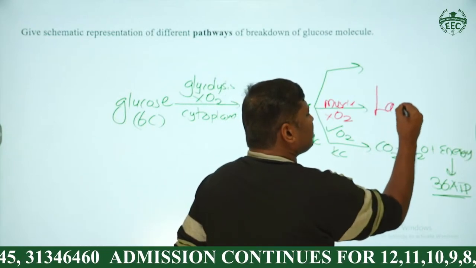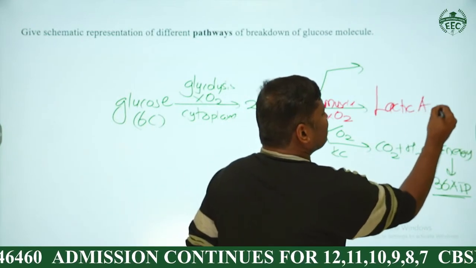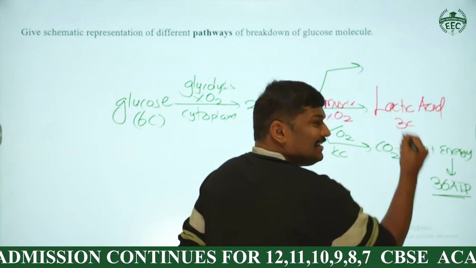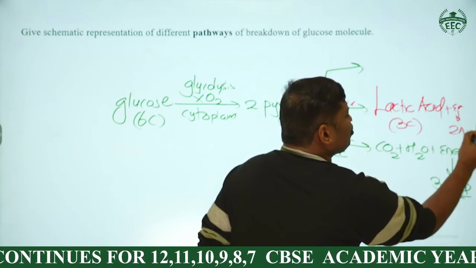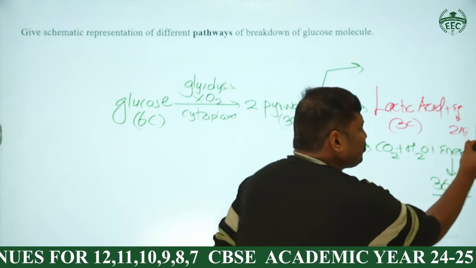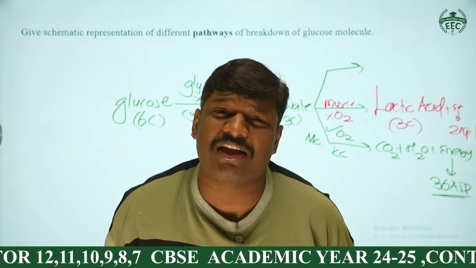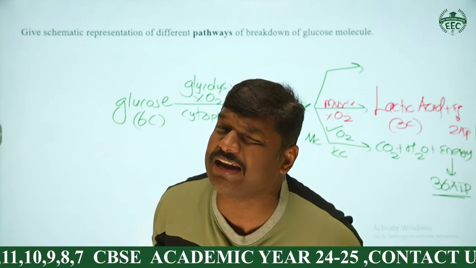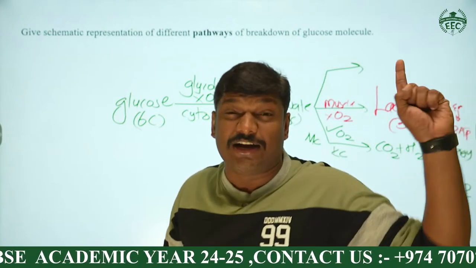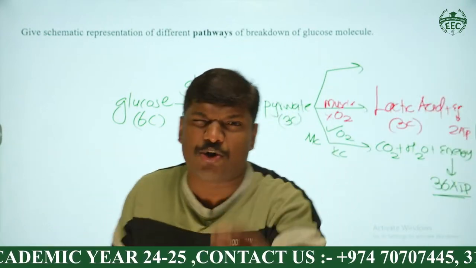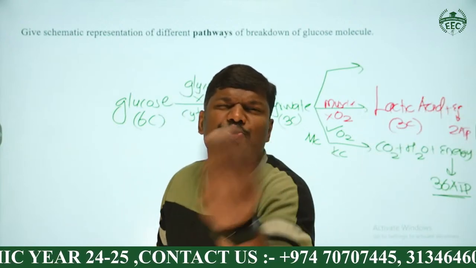And there is an acid produced, my dear student. That acid is called what? Lactic acid. It is a three carbon compound along with the energy. But the energy is only 2 ATP. That is the reason, my dear student, after heavy exercise we are tired, because the amount of energy is very, very less compared to aerobic respiration. In aerobic respiration, 36 ATP molecules are produced, but in anaerobic respiration, lactic acid, only 2 ATP.